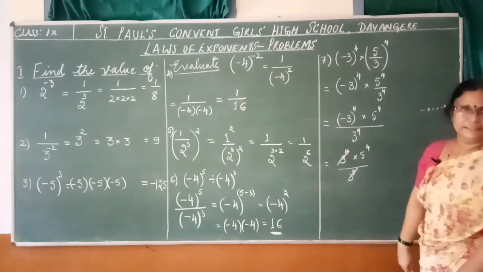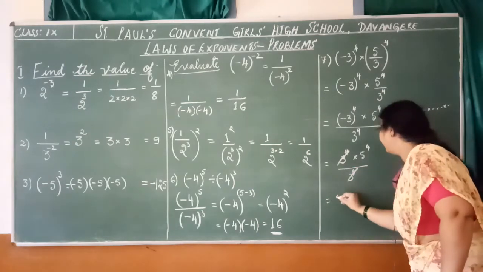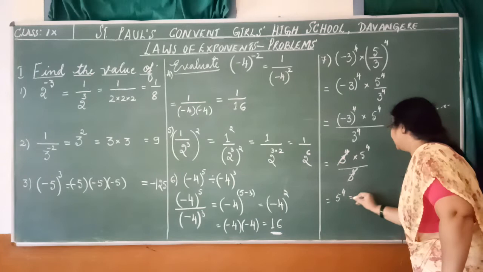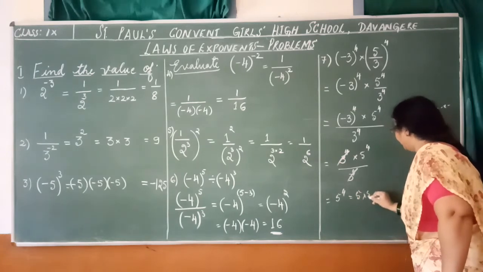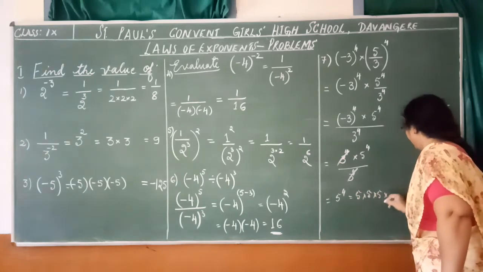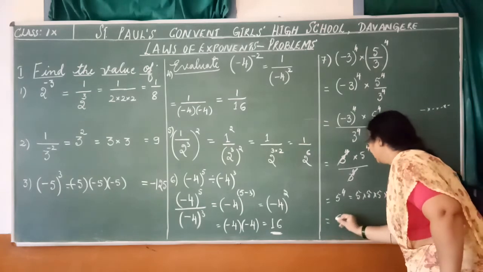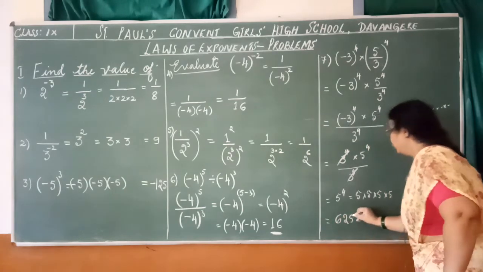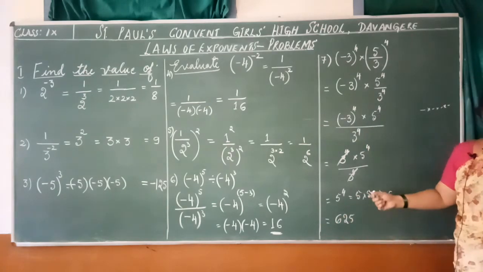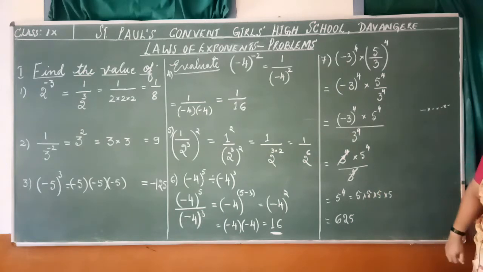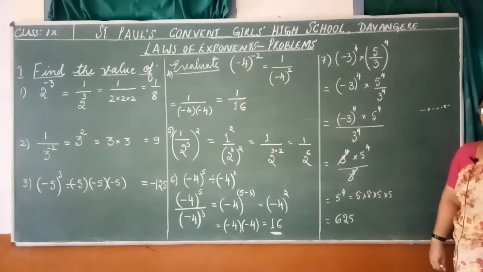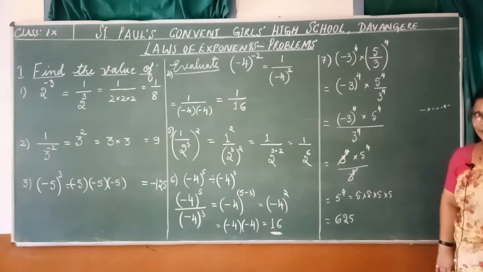You can cancel it directly and keep 5 to the power of 4, which is equal to 5 into 5 into 5 into 5, that is equal to 625. So this way we can simplify applying the laws on the given exponents.